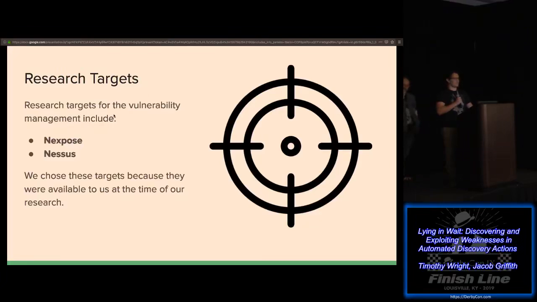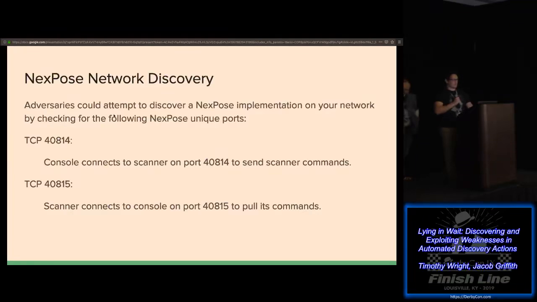For our research, we chose to focus on NexPose and Nessus. We chose these targets because they were readily available to us, and they had community editions. So when looking for these automated discovery tools, one thing you can do to find what tools you're looking at is active scanning for the ports that are unique to those tools.